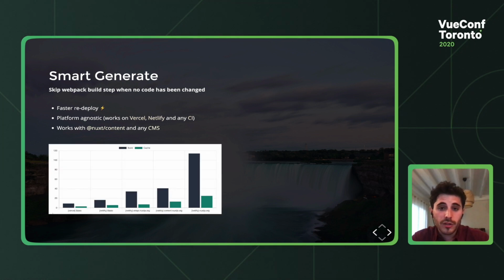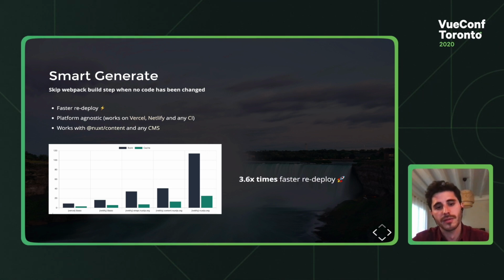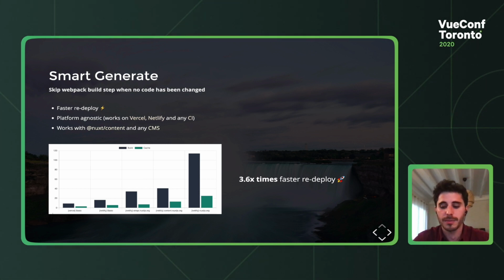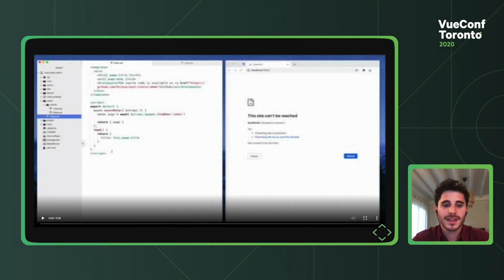Let's see a quick benchmark with and without the smart generate. As you can see, we have an optimization of 3 times for redeployment. This means paying 3 times less of the build time. And let's see a quick demo.